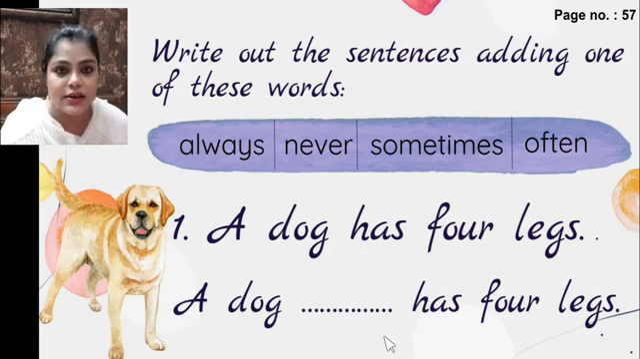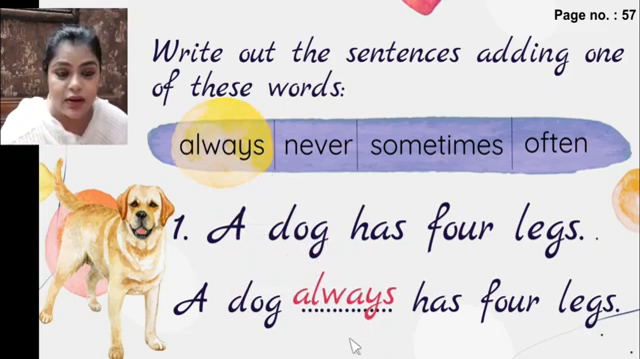So tell me the correct answer. How many legs does a dog have? Have you ever seen a dog with 1 leg, 2 legs, 3, 4? That means a dog always has 4 legs. Correct. So the adverbial is always. It is coming in the middle. Okay, a dog always has 4 legs. Okay, let's see the next one.